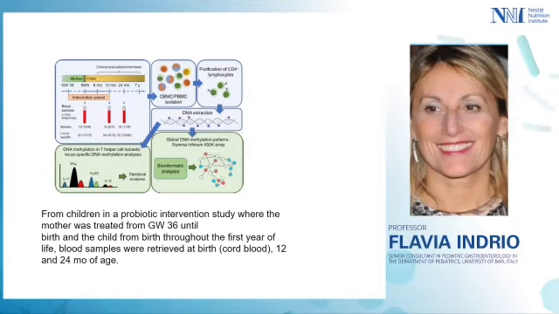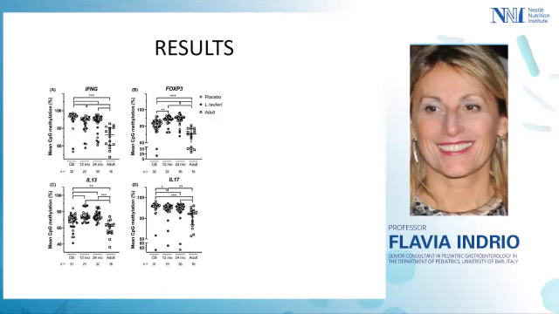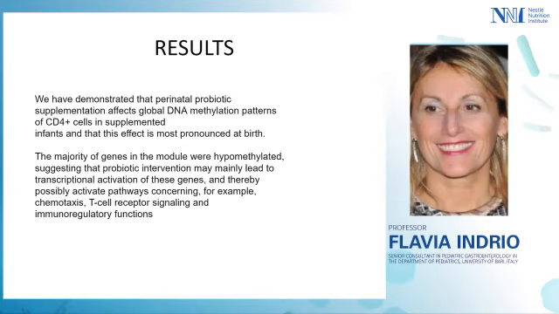And what did they show? They showed a dramatic change in the methylation of the genes that produce IFN-gamma, FOXP3, interleukin 13, and interleukin 17. So a change in the expression of the genes. The authors say they demonstrate that this perinatal supplementation, even during the pregnancy, with this strain affects the global DNA methylation pattern in the CD4 cells in the supplemented infant. And of course, this is most pronounced at birth.